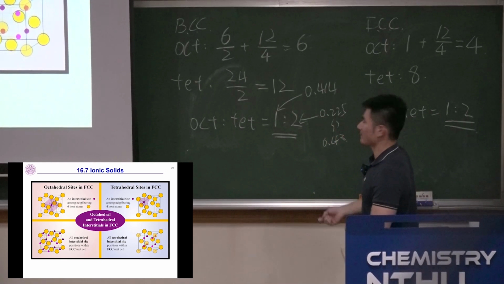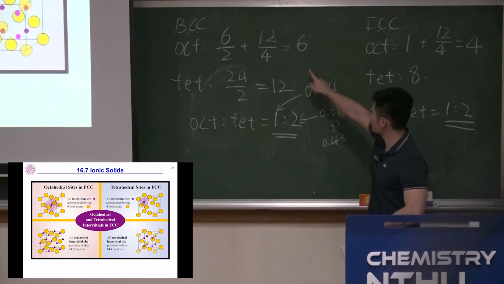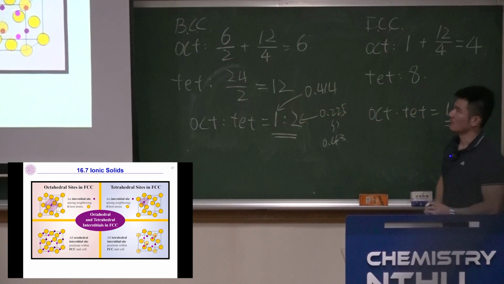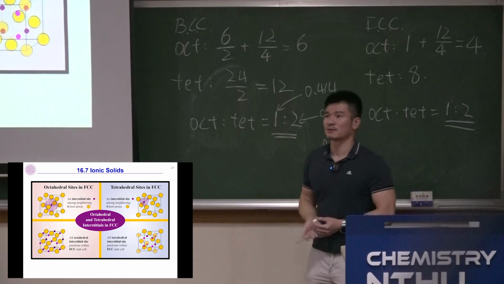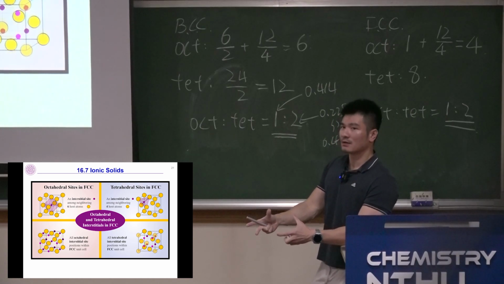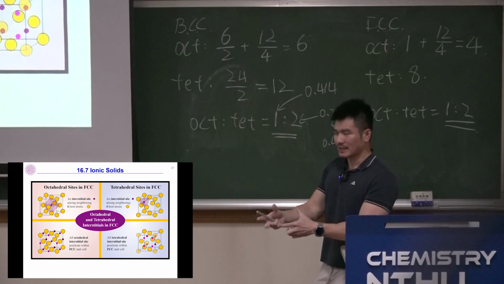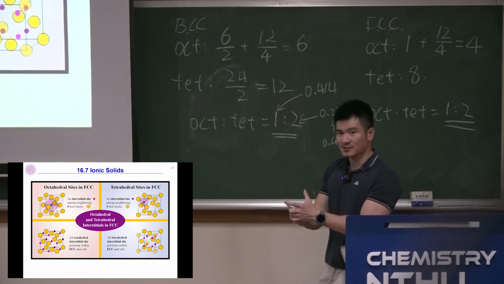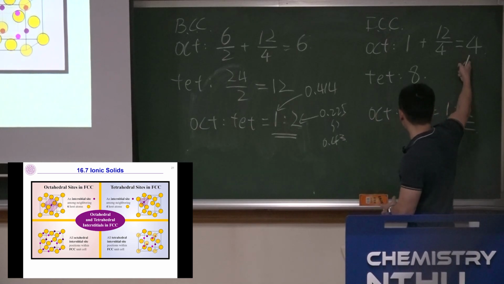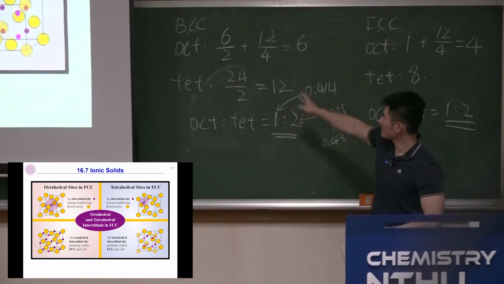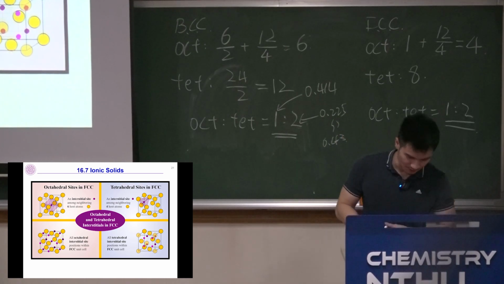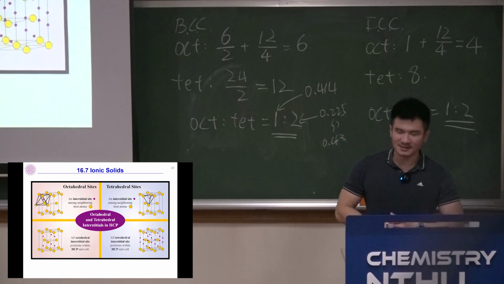But you quickly realize we have fewer holes, right? 6, 12, 4, 8. Why? Well, FCC is one of the closest packs, right? So most of the cube is already occupied by the yellow spheres. There's not much space inside the lattice for the small sphere to come in. That's why we have a smaller number of holes. Body-centered cubic is not the closest pack, right? The density is 0.68, not 0.74. And of course, this does not finish yet.